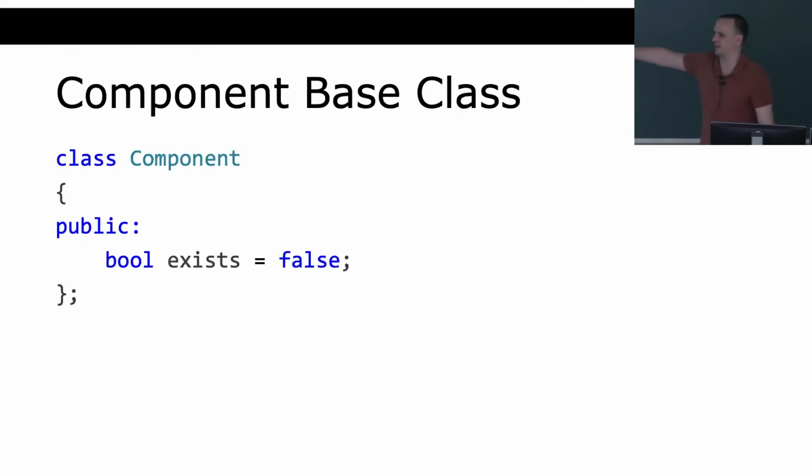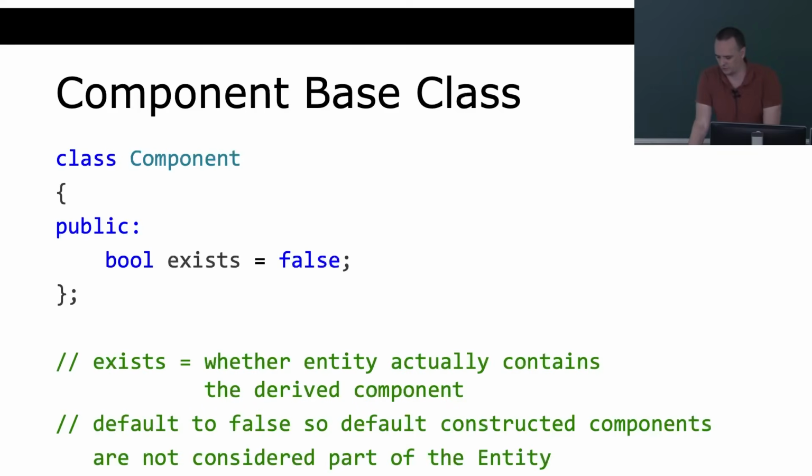We're basically saying each one of our components needs to have this exists variable, and rather than typing it into each component, we're just going to have that. And it's like zero overhead. We're not talking about virtual functions, virtual constructors, anything like that. It's adding the exists variable to all of our components for us. So exists is whether the entity actually contains the derived component. Default to false, so that default components aren't considered as being part of the entity.